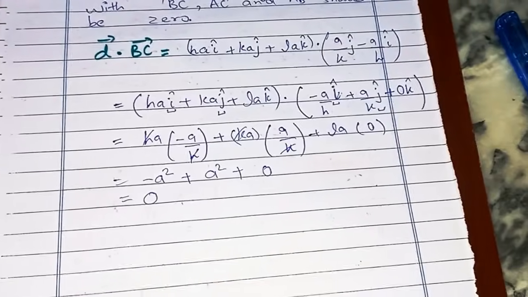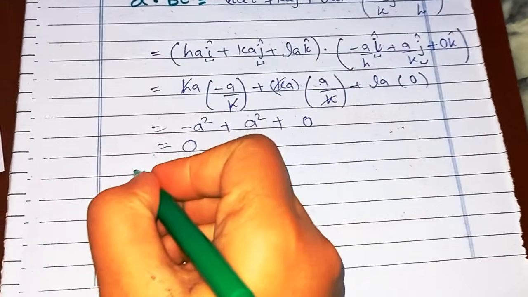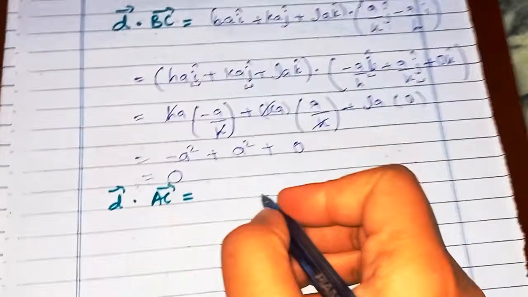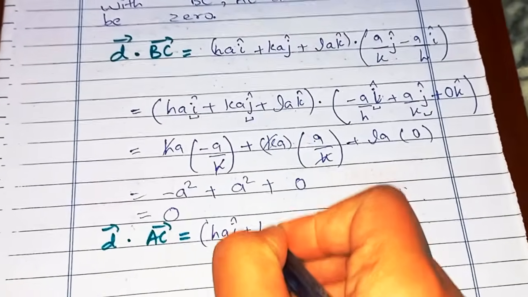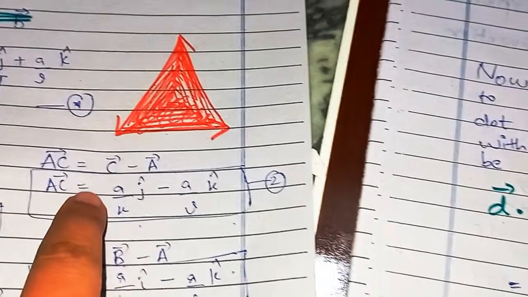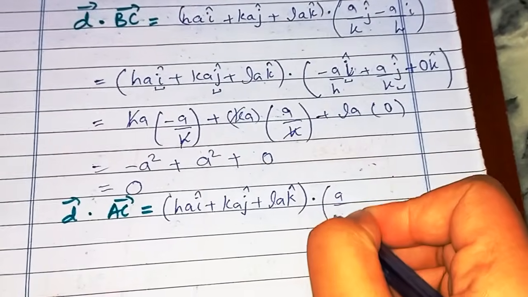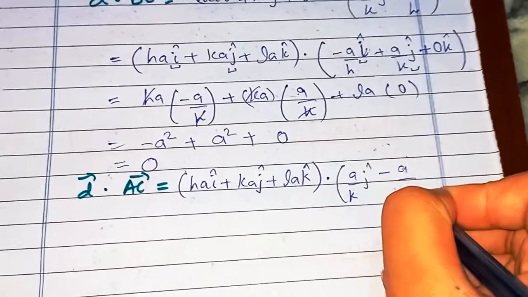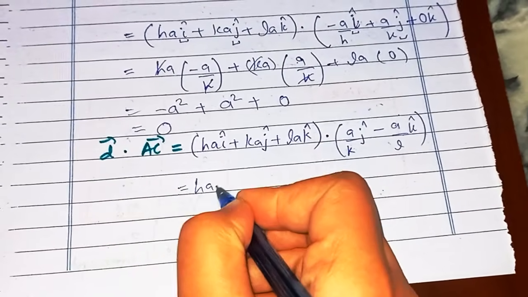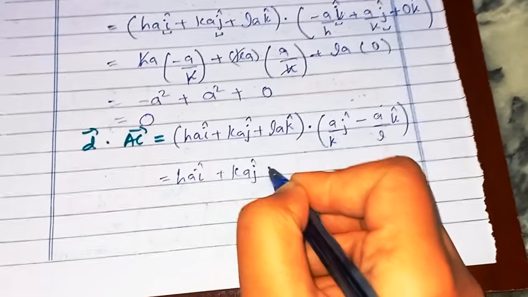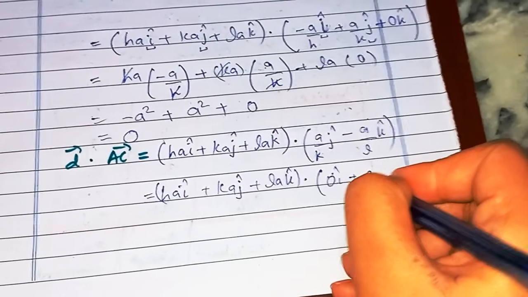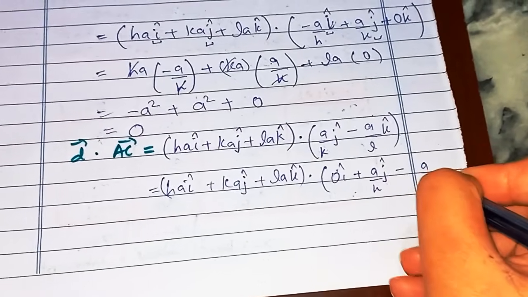Now let's do the next one, which is D dot AC. HA I hat plus KA J hat plus LA K hat, dot AC. What is AC? A by K J hat minus A by L K hat. Let's find the dot product, and here we can see that there is no I component, so we can write 0 in place of it: 0 I hat plus A by K J hat minus A by L K hat.